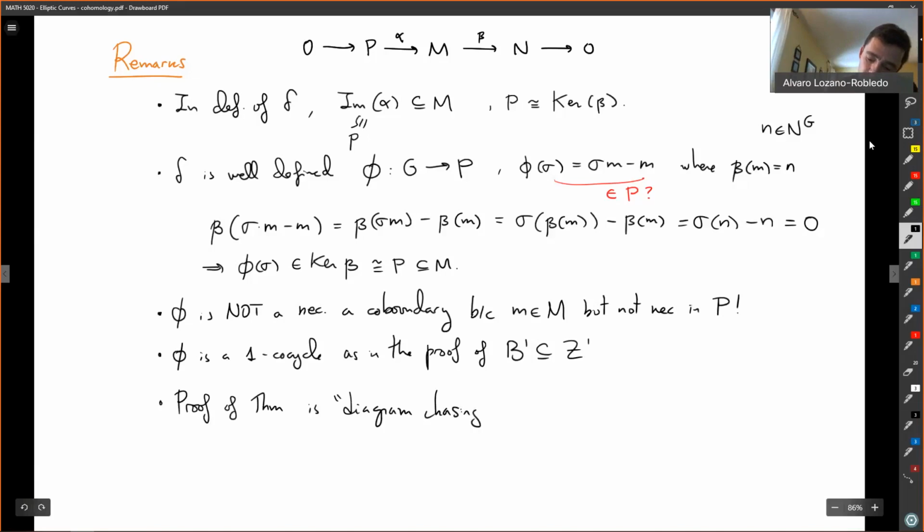So it's kind of tedious, but it's not difficult. So you can try it. So we will skip it. Okay, so let's do some applications of the theorem instead.